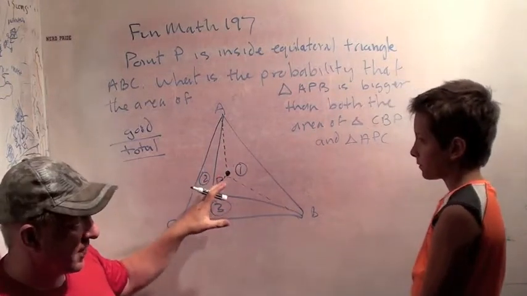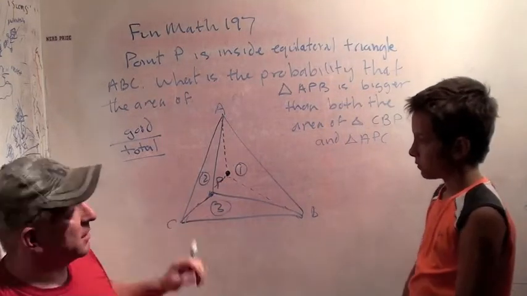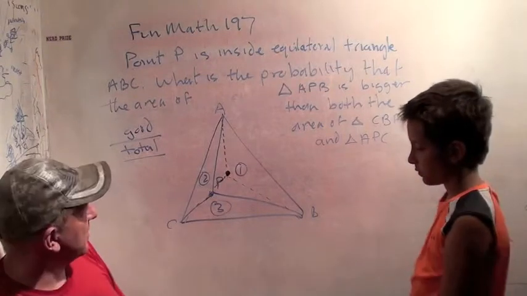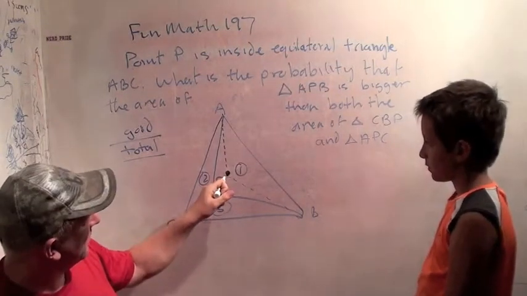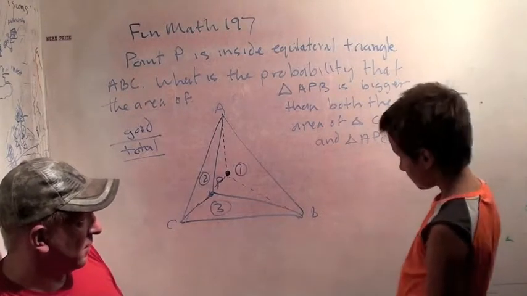Would this work in a 3, 4, 5 triangle? No, not necessarily. It'd be harder to find what the middle of the triangle was. But the middle of an equilateral triangle we can find. Okay, so that's an interesting observation. So if we pick P in the middle, all three of the triangles are the same size. Alright, what now?